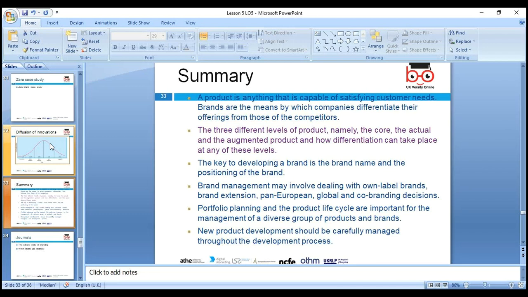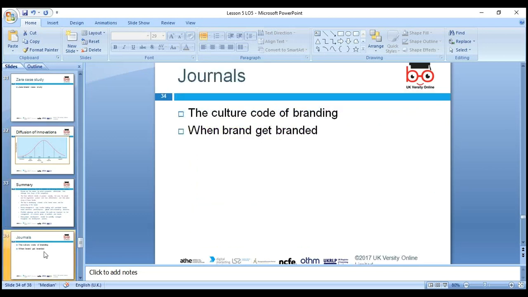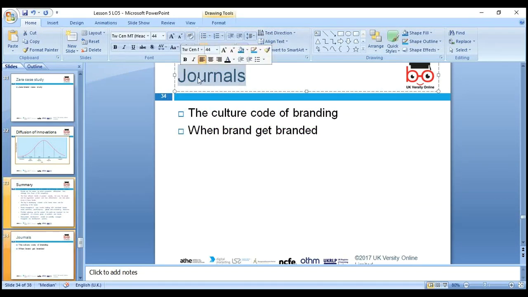So summary, what we discussed is a product is anything that is capable of satisfying consumer needs and wants, offering something different from the competitors. Three different levels of product: core product, and augmented, which we discussed. The key in developing a brand is the brand names and positioning them, and brand strategies, brand management, brand extension, portfolio, new product development. So these are quite crucial concepts when we discuss branding. So then I am also going to add the journal on Moodle.